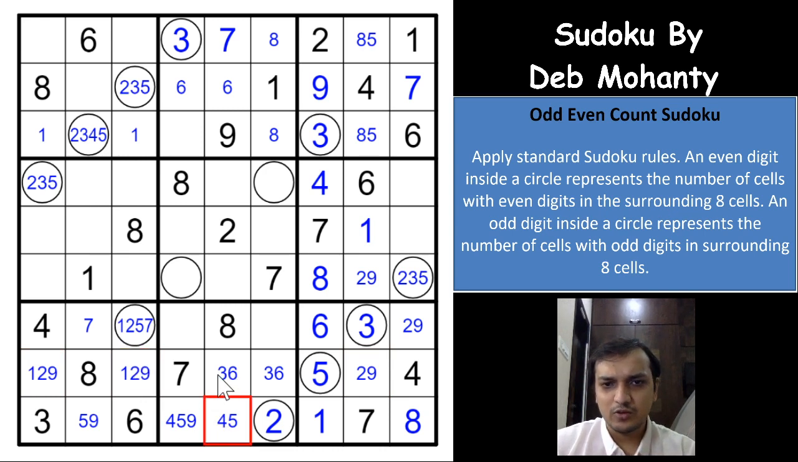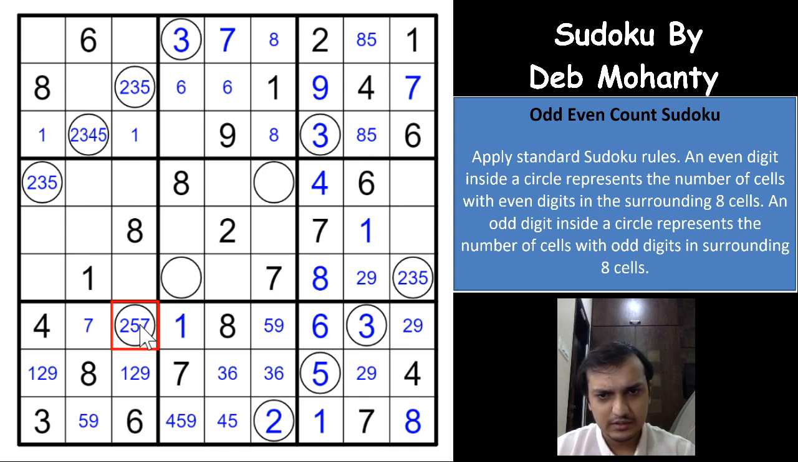4 5 9 and 1 4 5 9. 1 is here, so you get a 1 here, and you'll have 4 5 9 here. 4 is already here, so it has to be 5 and 9, right? So 1, you got a 1, so this has to be 2 5 and 7. 1 2 5 7 and 9. Okay, 2 5 and 7 will be the digits here. Okay, do we get anything else here?